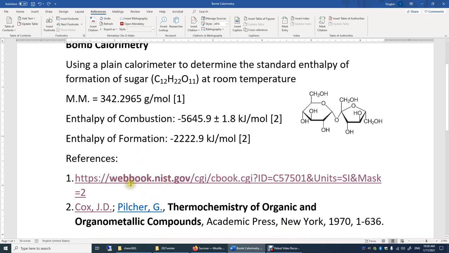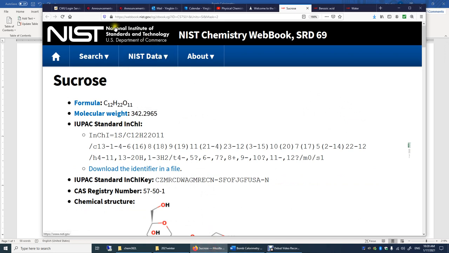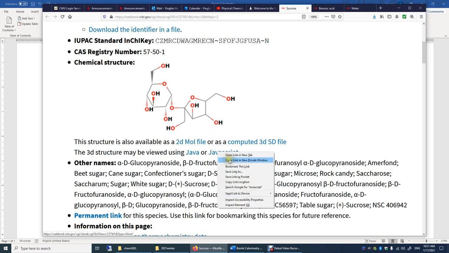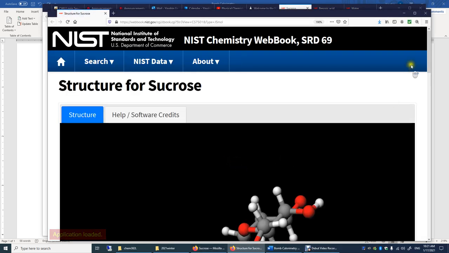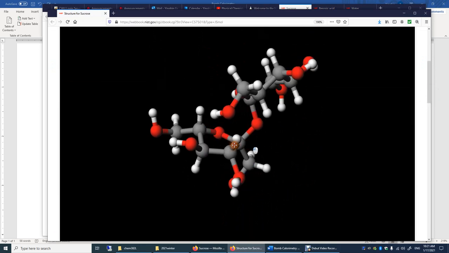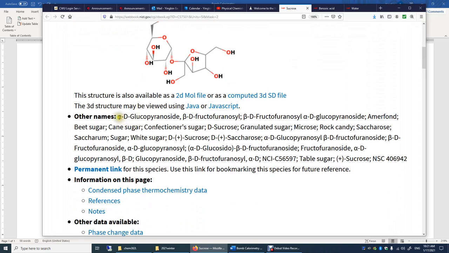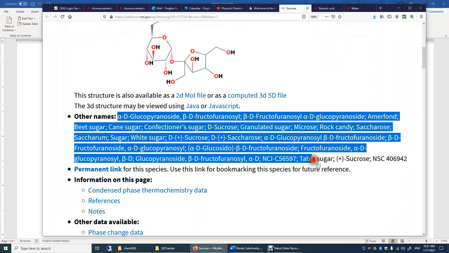So first, I'll show you this reference, webbook.nist.gov. This is a government website that publishes a lot of thermodynamic data for many chemicals, including sucrose. Here's the formula, molecular weight, and the structure. If you're interested in the three-dimensional structure, you just click that JavaScript, and you can see it. Table sugar also has perhaps 30 other names over here.